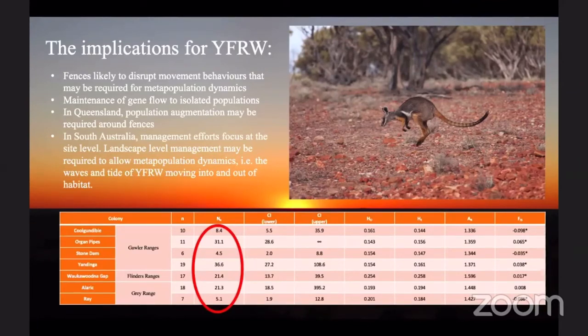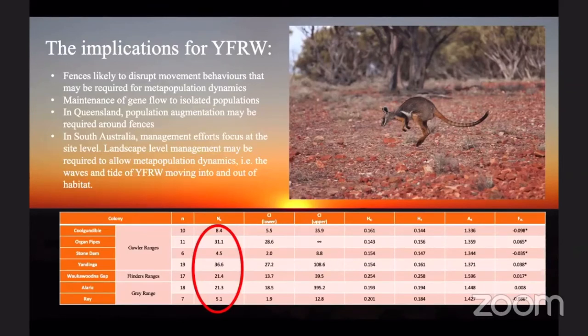The management implication is that in Queensland, there may need to be augmentation, particularly where single colonies or patched habitats are isolated by fencing. These results also have some implications in South Australia. They weren't just a connected habitat reference.